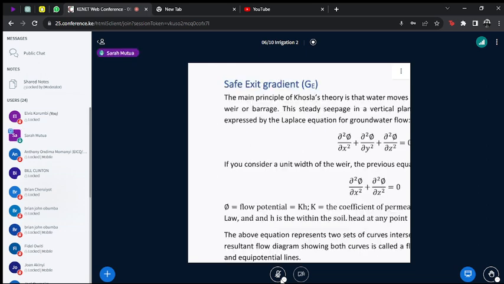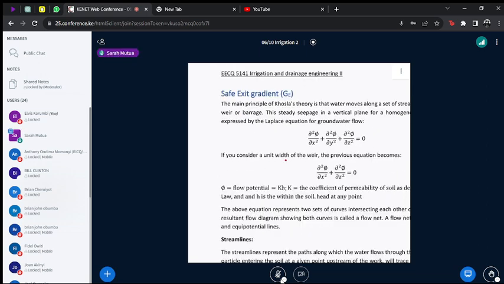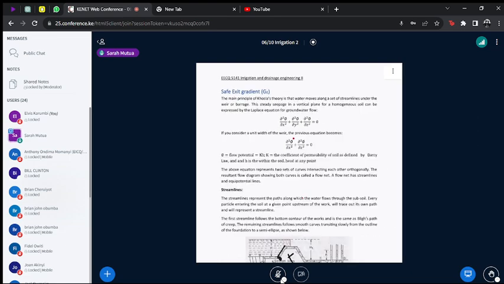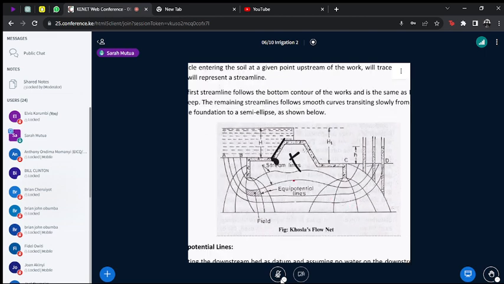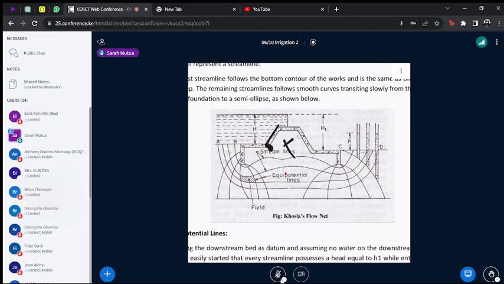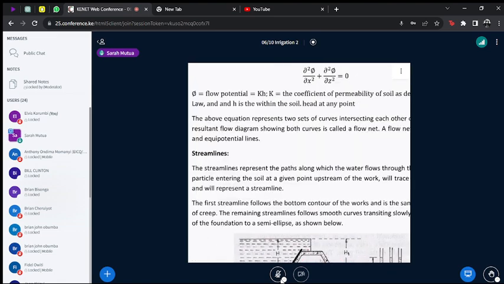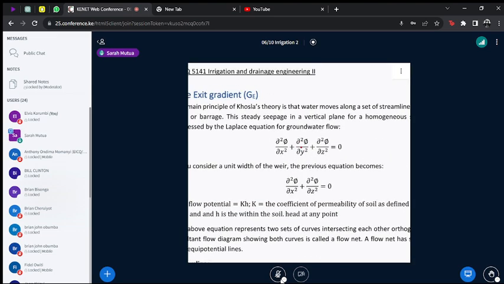Then finally, with COSLA, you have to calculate the exit gradient. And in order to do that, I want us to consider this image, which is, like I indicated, saturated groundwater flow conditions beneath the structure. Now, this kind of flow is controlled by the Darcy equation, the Laplace form of the Darcy equation.